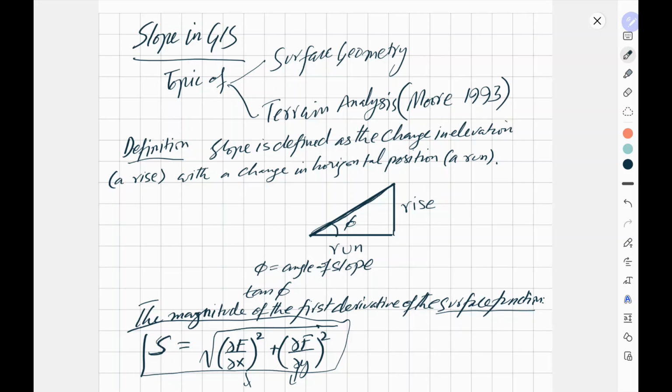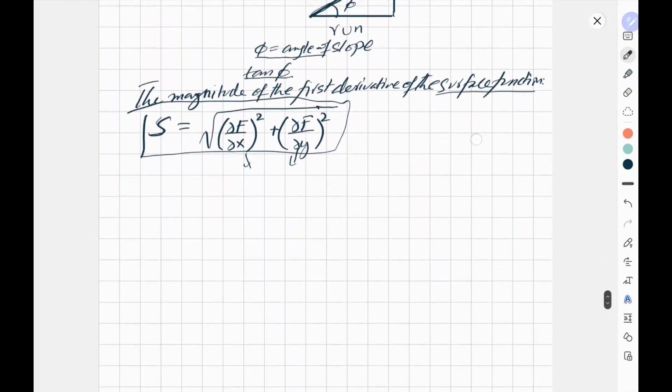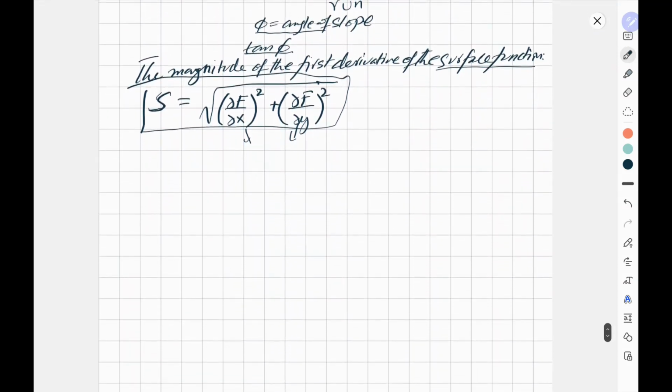This formula for determining slope is quite simple, and you may have used it. We are using this in engineering, but in GIS, how do we measure slope? We measure slope in GIS from a raster surface, and slope is a measure of steepness.